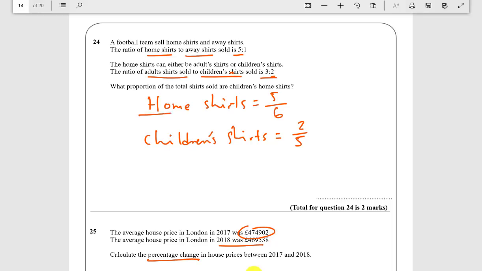So we've got home and we've got children's shirts as well, so what we need to do is multiply the two fractions, so 5/6 times by 2/5. And that'll give us an answer of 5 times 2 is 10. Multiply the numerator by numerator, multiplying fractions rule. And 6 times 5 is 30.